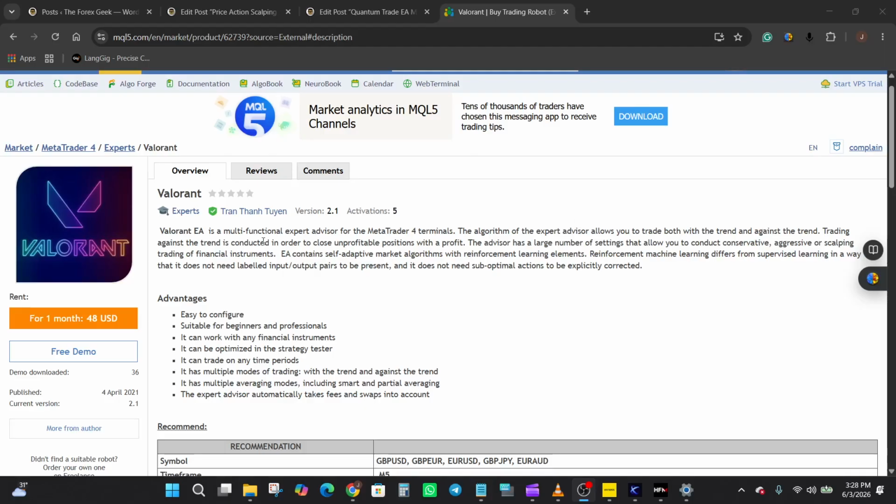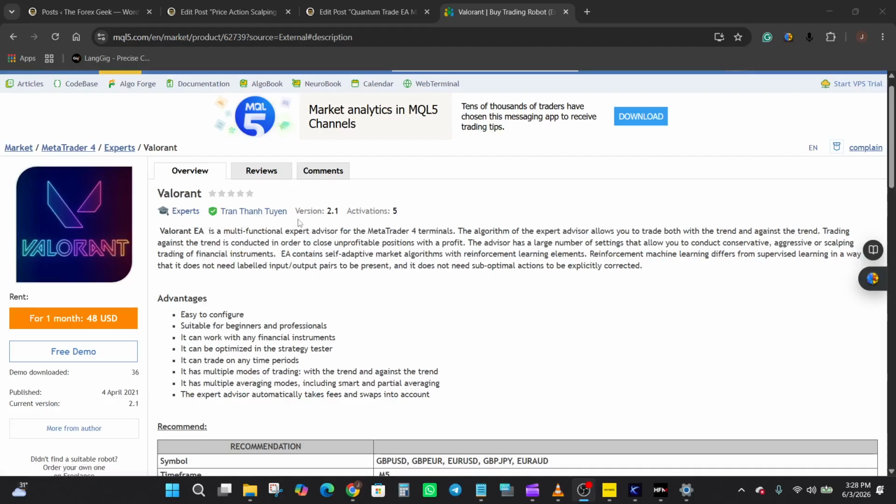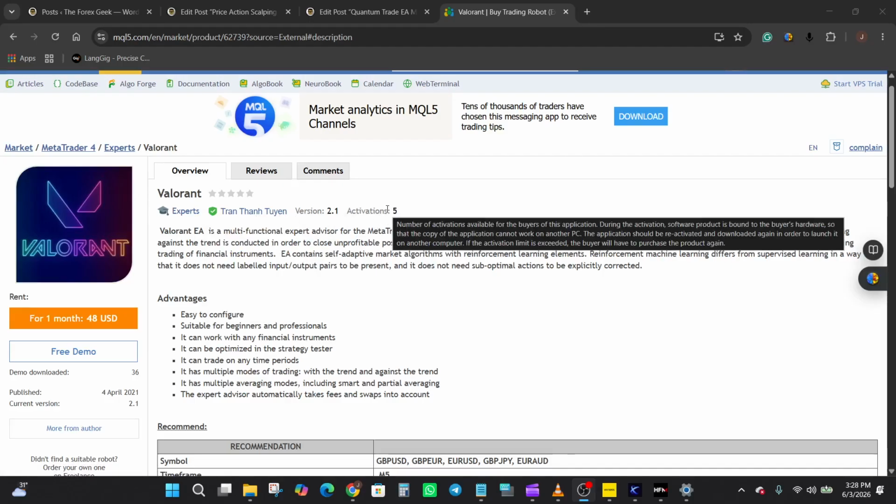So on my screen right now, I am looking at the Valorant EA listing on the MQL5 Marketplace, and this is an MT4 expert advisor, and it is currently available for rent at $48 per month. It is developed by Tran Thuyen, and the current version is 2.1 with 5 activations listed.